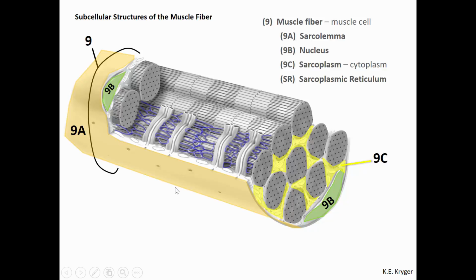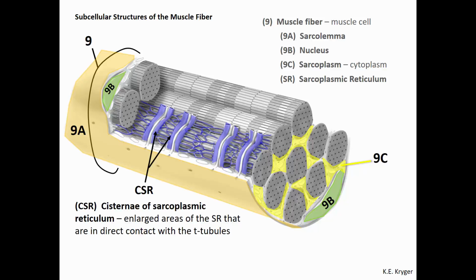Then I'm going to show you the sarcoplasmic reticulum. Remember, the sarcoplasmic reticulum is just a network of membranes that stores and releases calcium. It has various pieces and parts, and this is new now. So the CSR, this is just called the cisternae of the sarcoplasmic reticulum. Cisternae just refer to enlarged areas.